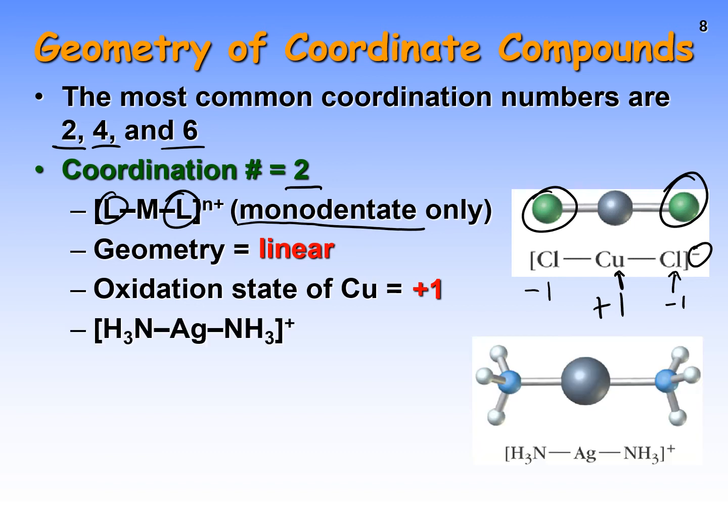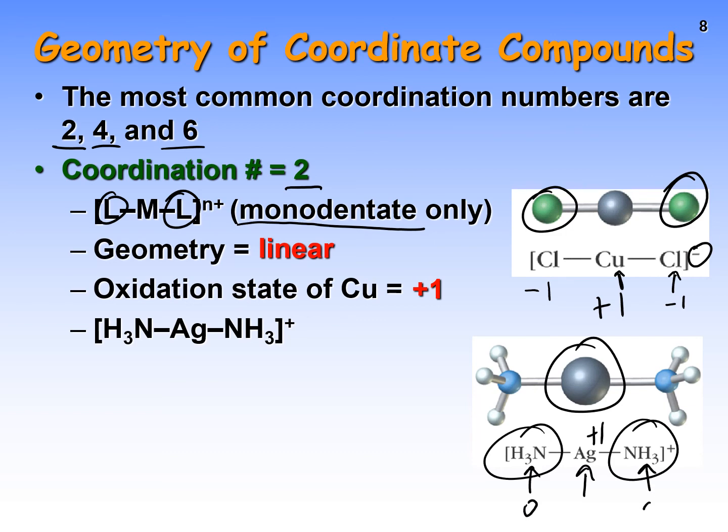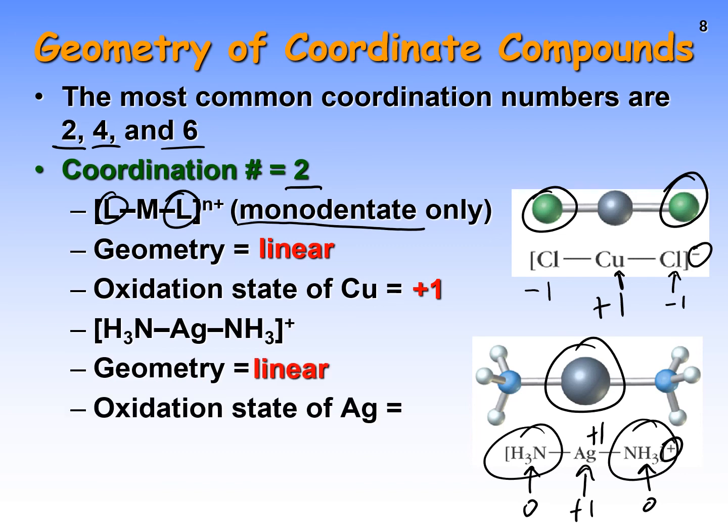Here's another coordination compound that's a linear molecule. We have these 2 NH3s attached to the silver. What's its oxidation number on the silver? Well, it's +1. How do I know that? Well, because these 2 are both neutral. They have 0 charge. We have an overall +1 charge on the complex ion, so this guy has to be +1. Geometry is still going to be linear.